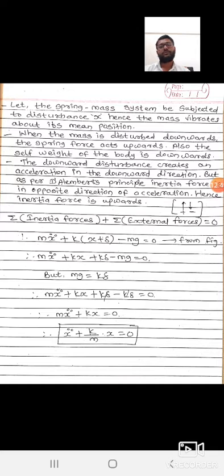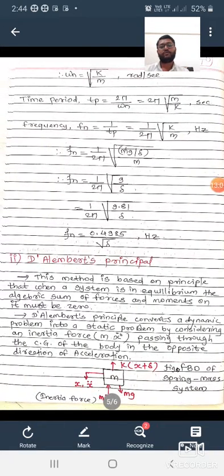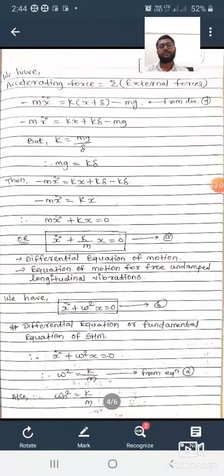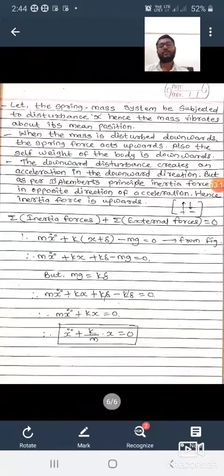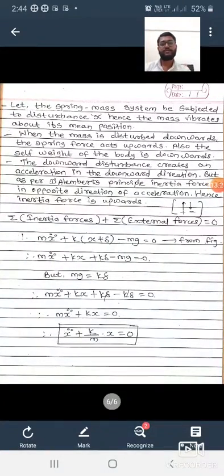We just divide the left side of the equation by m, and we get finally x double dot plus k by m into x equal to 0. So this is the equation by D'Alembert's principle, that is the differential equation of motion for free undamped longitudinal vibration by D'Alembert's principle.